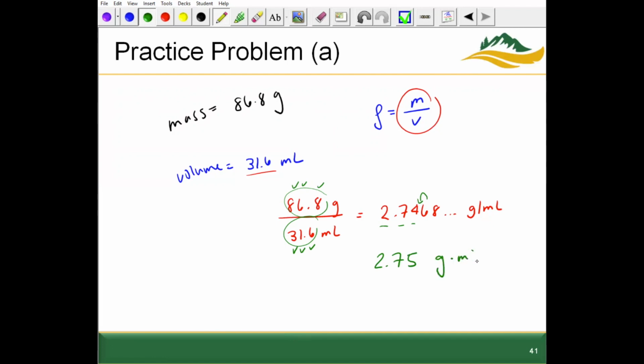Then for the units, we can format them in whatever way you'd like. It can also be represented like this, grams per milliliter to the -1. We know that really is grams per milliliter, also written like grams per milliliter.